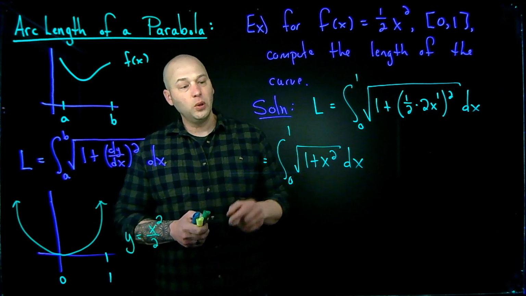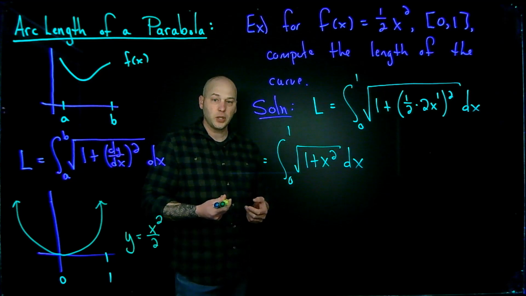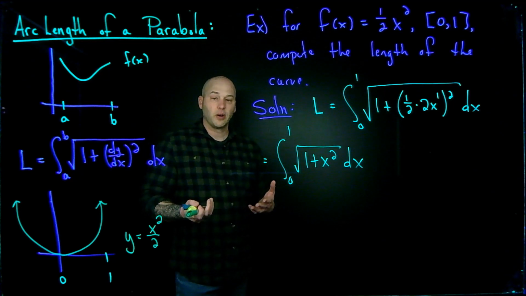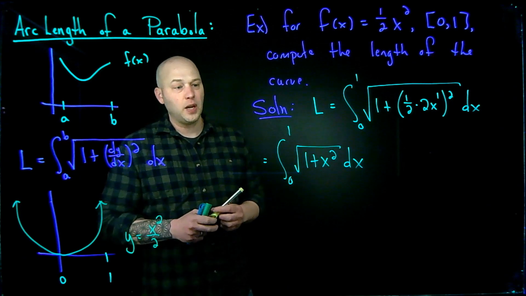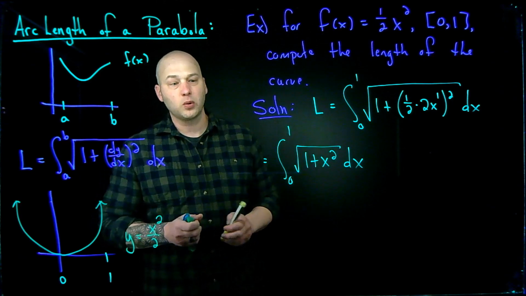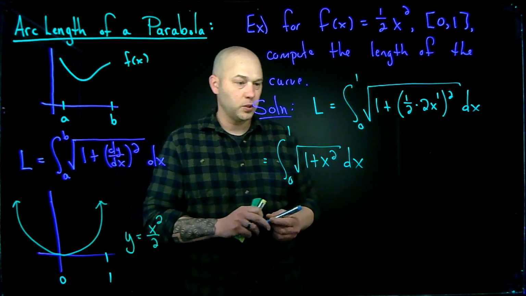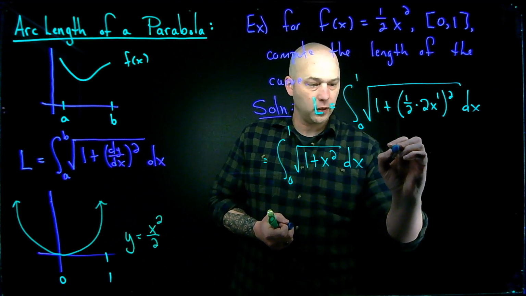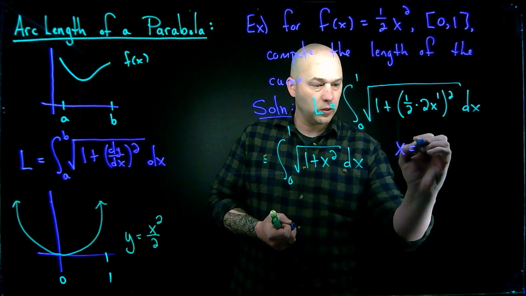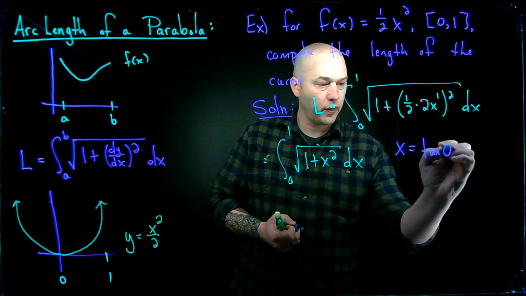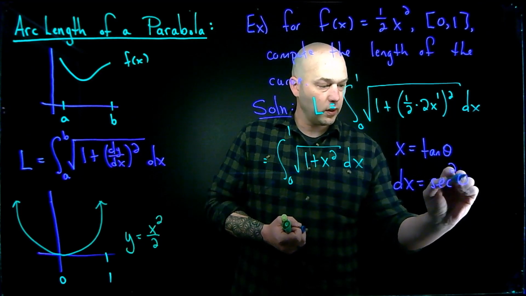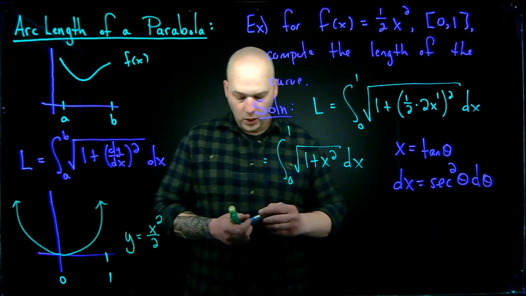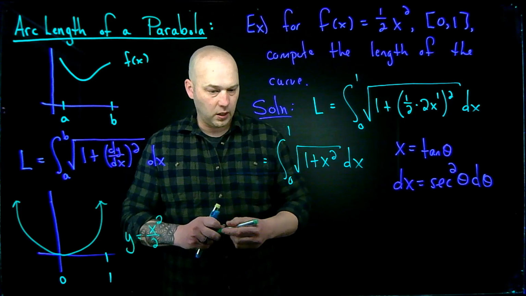But once you learn how to do trig substitution in your integration techniques chapter, you can compute this one. This one is a trig substitution with the tangent function. So x is going to be tangent theta, and so dx is then going to be secant squared theta d theta. All right, so I'll go ahead and plug those in.